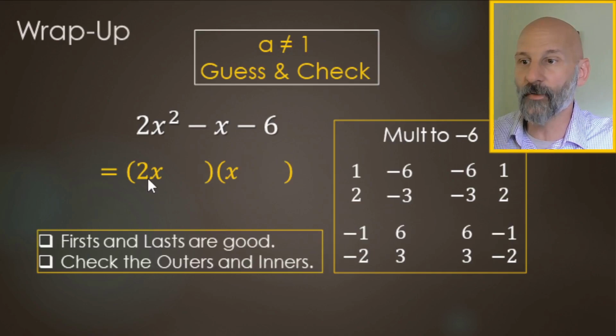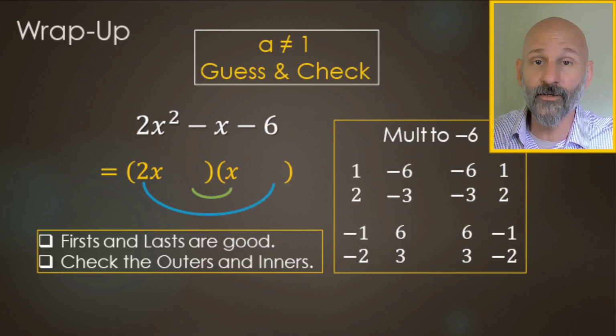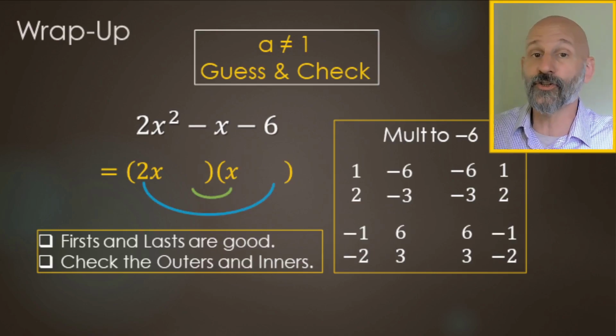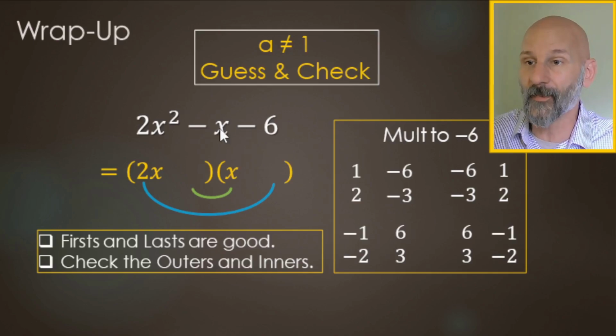Now we already know that 2x times x is going to make 2x squared, so we don't have to check that. And then we also know that any of these numbers that we check, when I put them in here, they're going to multiply to make a -6. So we don't have to check that. So we're only checking the outers and the inners to make sure that they add to the middle term or the b term. In this case here, that would be a -1.